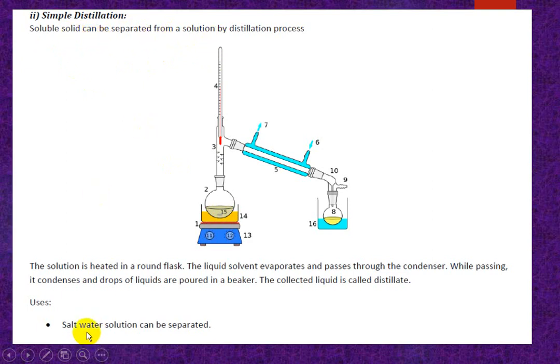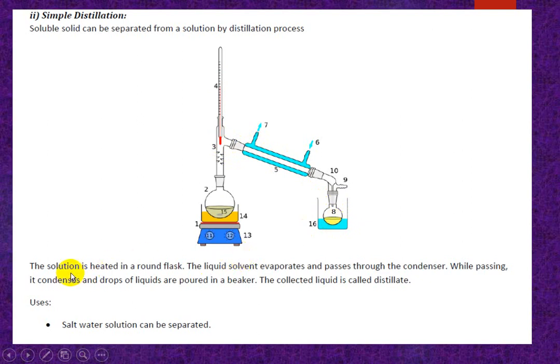Water, salt and water. So this is the mixture of salt and water. So we will give heat, and the water evaporates. At 100 degrees it boils and vapor forms. And here is a condenser, where the vapor turns into liquid, and we separate it this way.